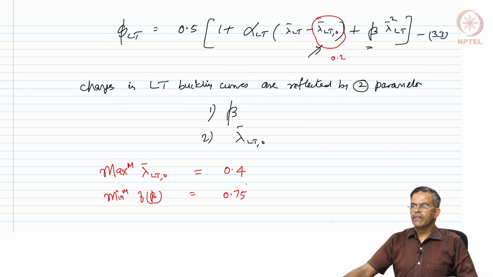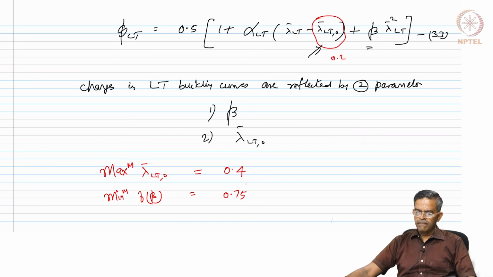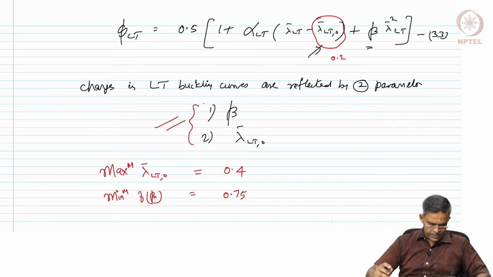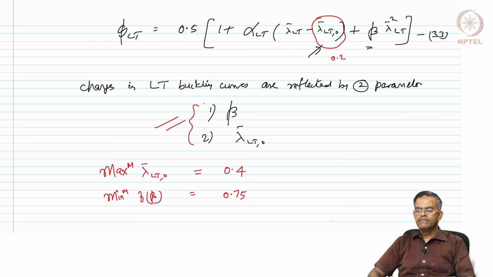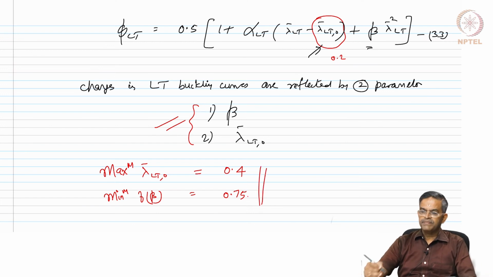So, friends, as we now understand, the lateral torsional buckling curves are significantly modified by the second method compared to the general method. The second method is called the special case method, which is significantly different from the general method because of these two parameters, and the limits are given here.